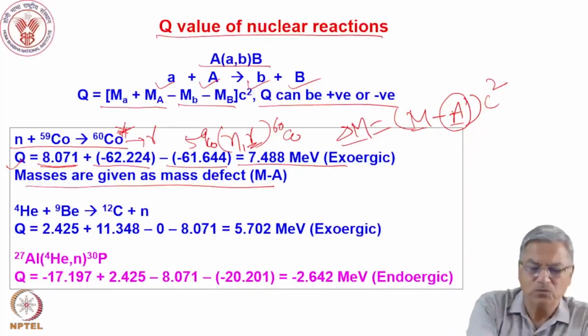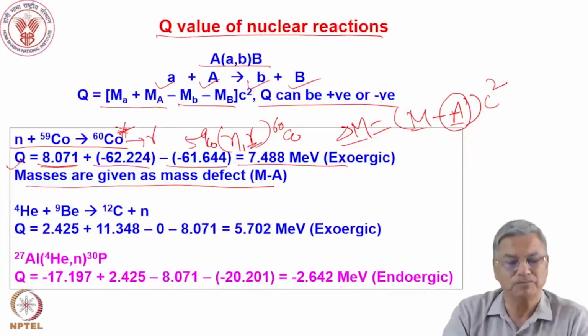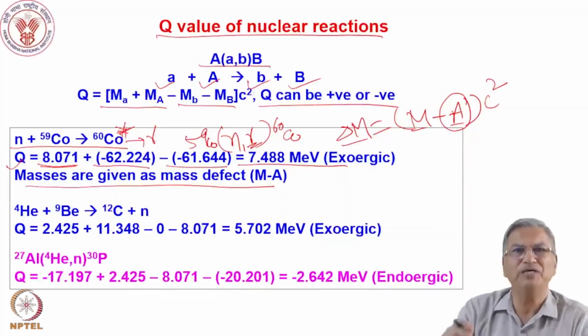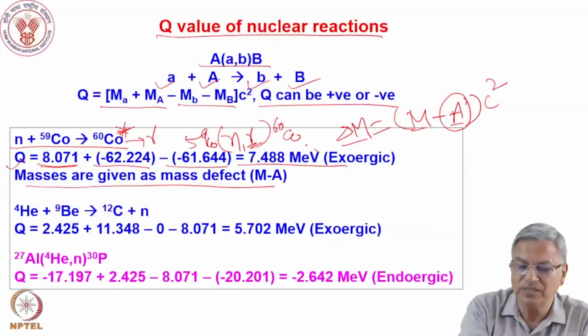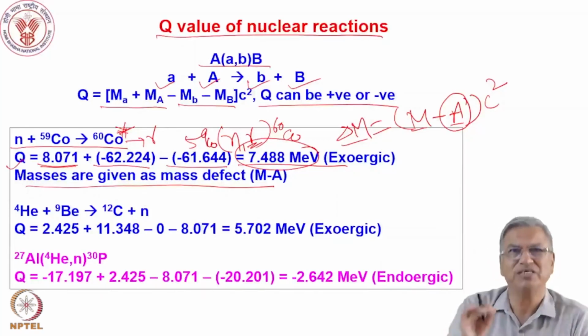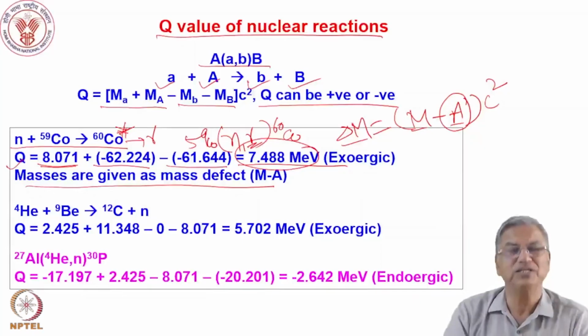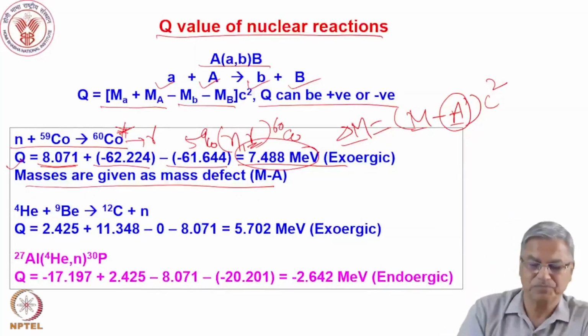Neutron capture reactions you will find are always exoergic reactions, because you are combining a neutron to a nucleus. Whenever a nucleus combines with a neutron, energy equivalent to the binding energy is released. So this energy is nothing but the binding energy of the neutron in cobalt 60. Such reactions, neutron capture reactions, are always exoergic, meaning energy is released, and that energy released is equivalent to the binding energy of the neutron in the product nucleus.